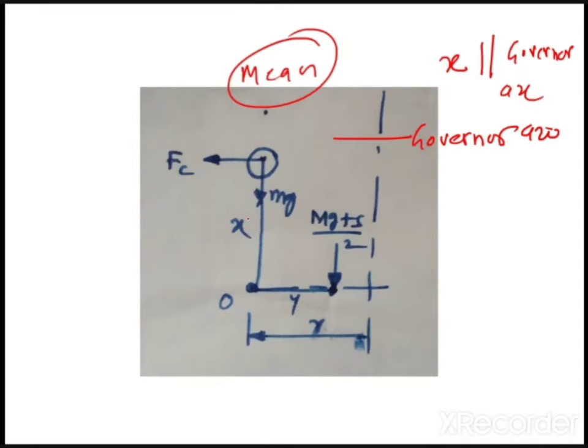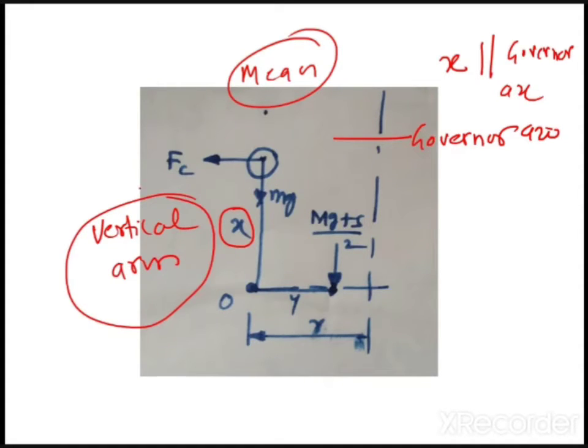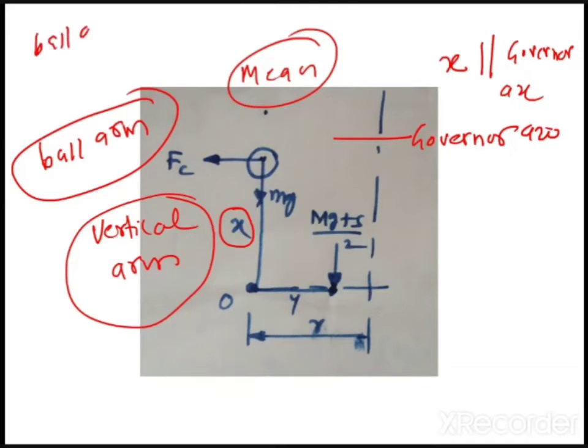Okay, and ball arm means what? This x. X is the vertical arm. See, the vertical arm means the ball arm. Now, in the problem, they have mentioned that this ball arm is parallel to the governor axis.